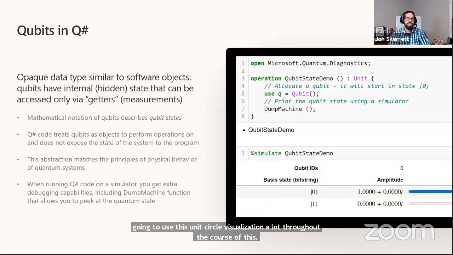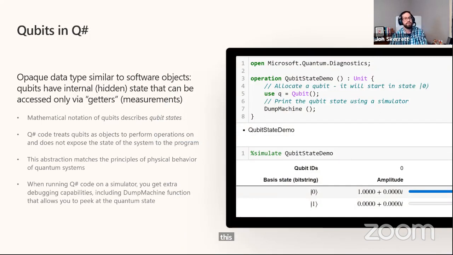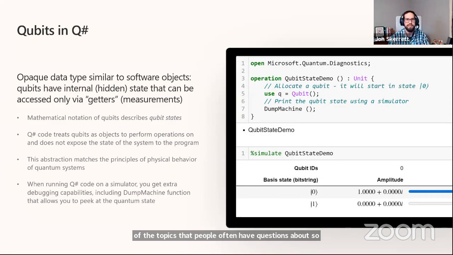Now, how do we represent qubits in Q#? It's one of the topics that people often have questions about. So let me spend a minute discussing this in slightly more detail. Physically, we can never observe the state of the qubit. We don't get this nice vector state representation that we've got down here at the bottom right.